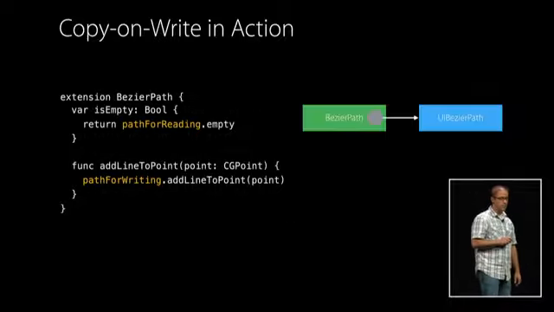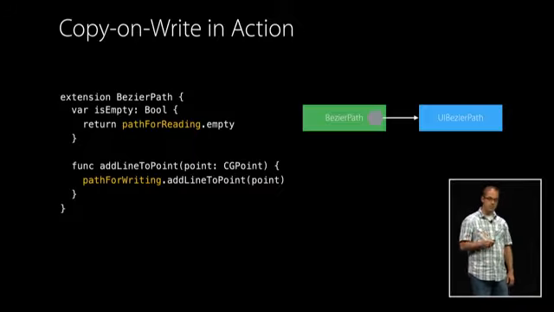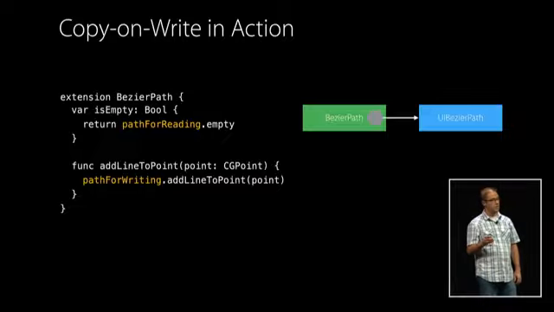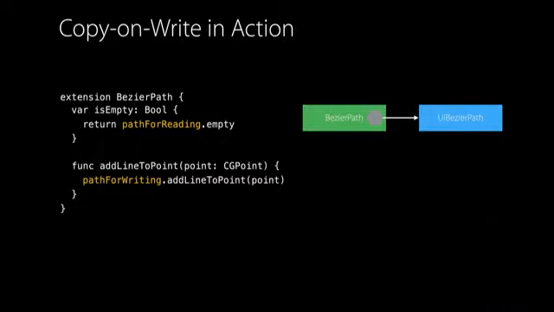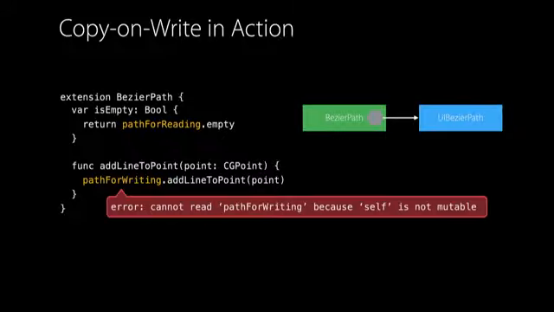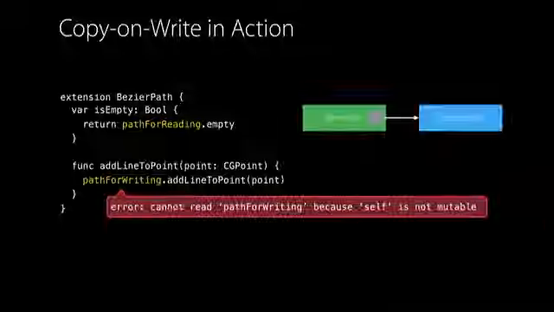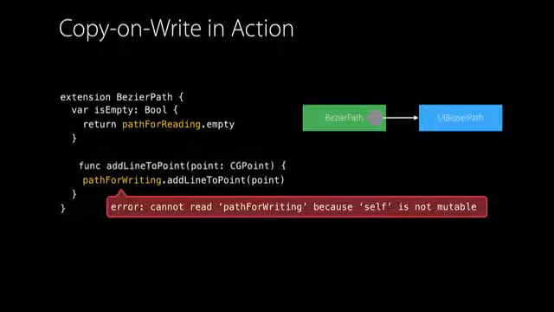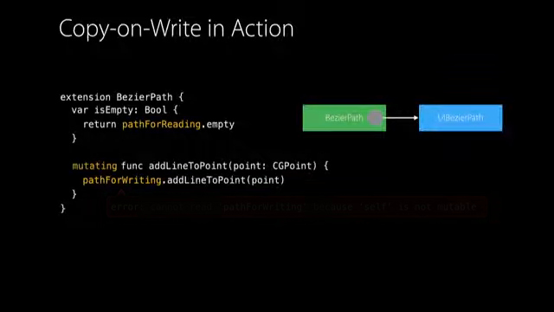And we change our implementation to reflect that. In the isEmpty method, we're going to call our reading copy. And in the mutating method below, we're going to call pathForWriting. And the great thing about this is, of course, the compiler is going to yell at us and say, hey, that pathForWriting property is marked as mutating, and this method is not marked as mutating. So now we're getting help from the compiler to figure out when we're doing something wrong.